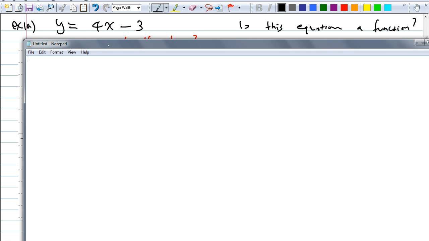Instead of giving you a set of ordered pairs, what are they giving you? They're giving you an equation. And what does the solution of this equation represent? Anybody? Even though they haven't given us ordered pairs, what does the solution represent? By the way, how many solutions are there for this equation? Infinitely many.